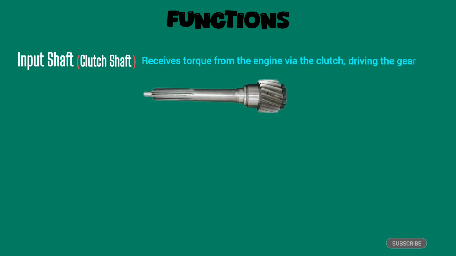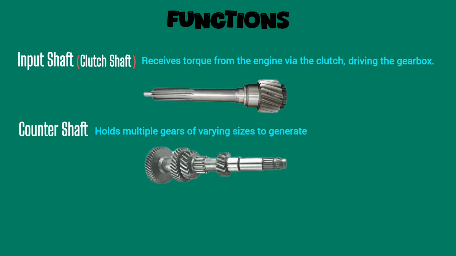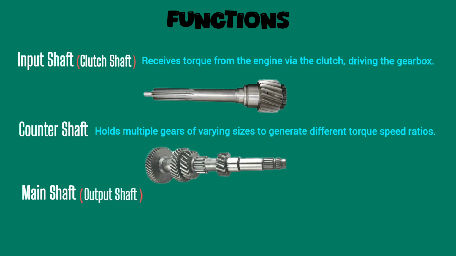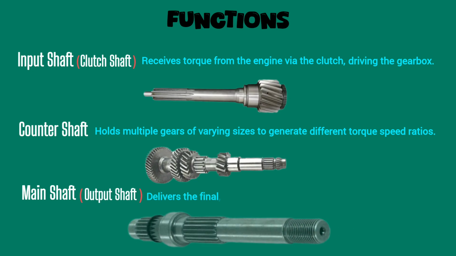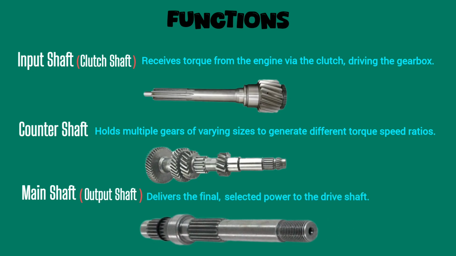Functions. Input shaft, clutch shaft: receives torque from the engine via the clutch, driving the gearbox. Countershaft: holds multiple gears of varying sizes to generate different torque-speed ratios. Main shaft, output shaft: delivers the final, selected power to the drive shaft.